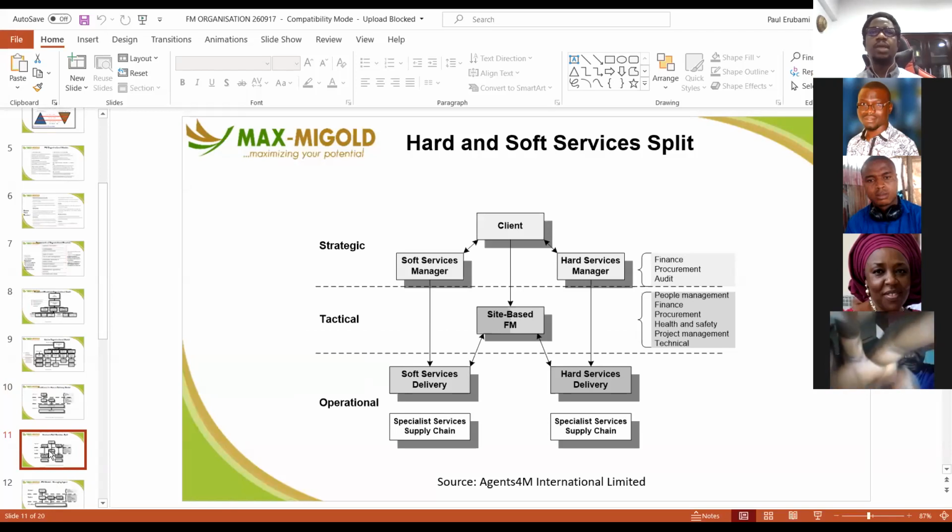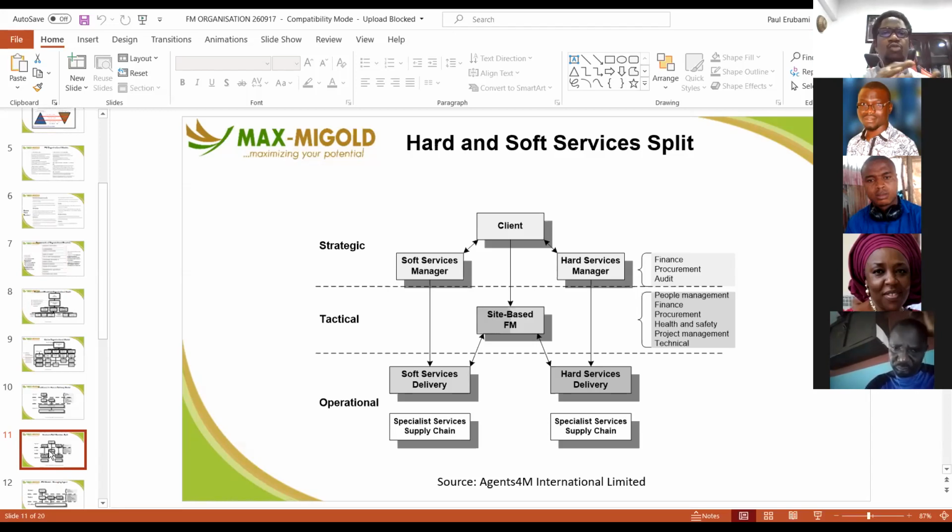And then as you begin to come down to the tactical level, you start seeing the site-based FM teams. Now, this split does not necessarily mean that the organization is outsourcing. Most banks in Nigeria still operate like this. They have managers for different types of functions, and then they still have teams within the bank who are in charge of supervising contractors for this and that, who are doing things on a daily basis.